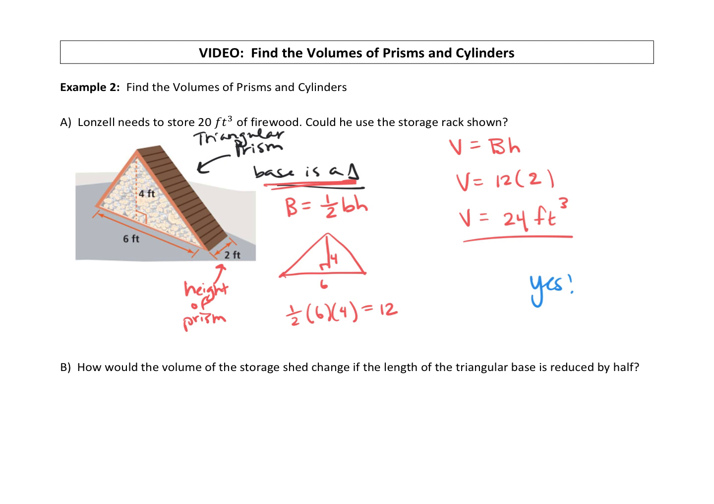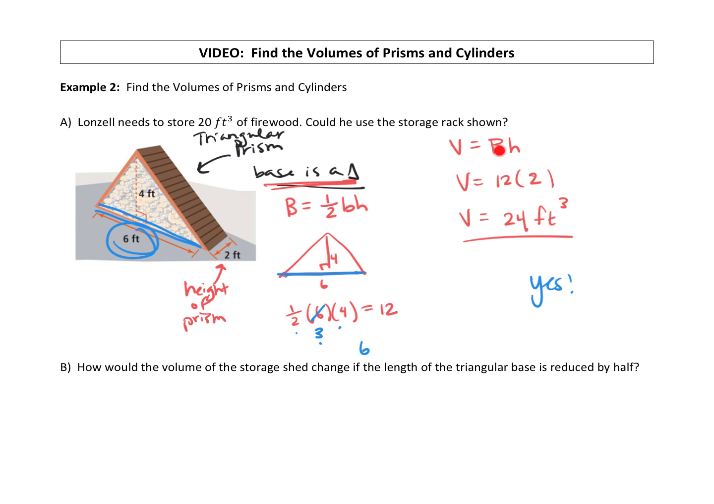All right, so next question. How would the volume of the storage shed change? How would this 24 feet cubed change if the length of the triangular base is reduced by half? Our triangular base right now is 6 feet. This is the base of our triangle. If that is reduced by half, it would then become a 3. What would happen to the area of the base? 3 times 4 is 12. 12 times a half is 6. So now the area of the base would be 6.